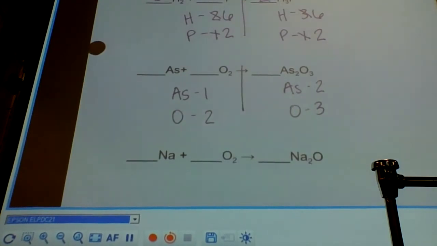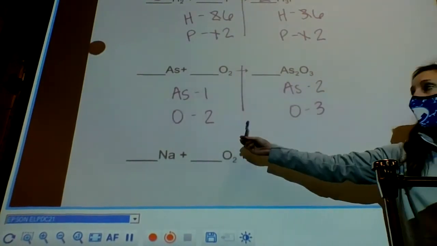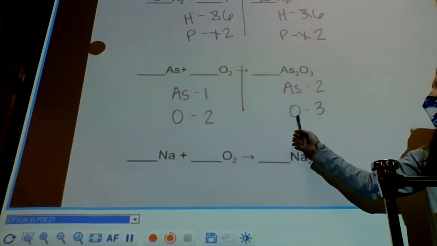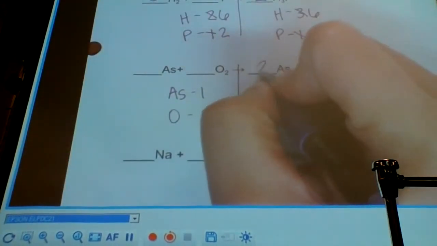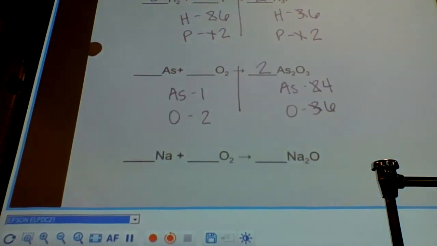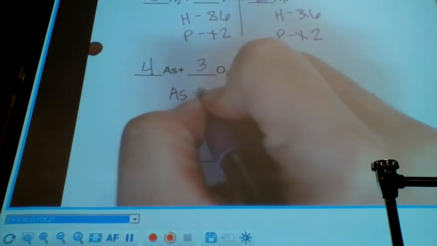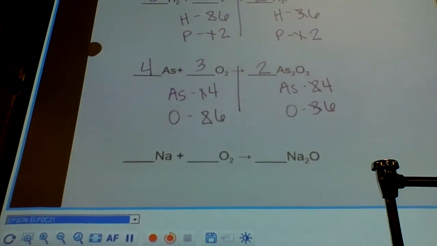Okay. We have that 2, 3 pattern here. I want to do that first before I ever worry about my As. So if I make this oxygen a 6, what am I going to put here to do that? A 2. So if I put a 2 here, now I have 4 arsenics and 6 oxygens. Now I can go balance my reactant side. What would you put in front of As? 4. And what would you put in front of O2? 3. And then you are balanced. Okay, so take care of that 2, 3 pattern first if the opportunity arises.